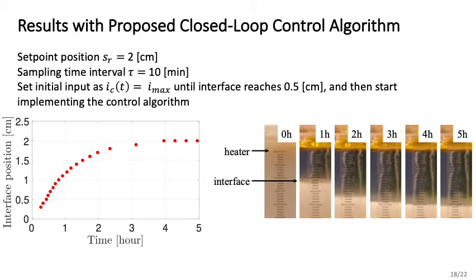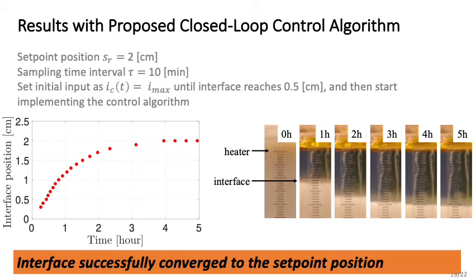Using the calibrated parameters, we conducted an experiment with the proposed closed-loop control algorithm. We consider the set point position s_R to be 2 cm and the sampling time interval tau to be 10 minutes. In the experiment, we set the initial input as I max until the interface reaches 0.5 cm and then start implementing the control algorithm. The left figure shows the plots of the interface position, and the right figure shows the visual image of the experiment. And from both figures, the interface position successfully converged to the set point position, and hence the experimental results were successful.